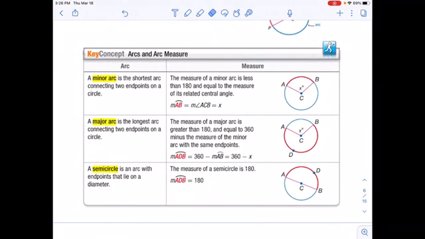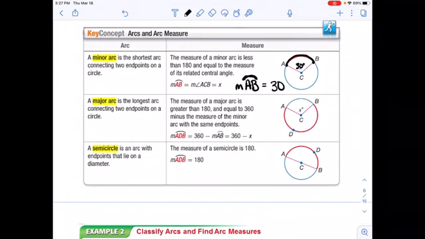A minor arc is the shortest arc connecting two endpoints on the circle. So in this case, endpoint A and endpoint B, the minor arc is the shortest distance between them. The measure of a minor arc is always less than 180 degrees, and equal to the measure of its related central angle. So if this is 30 degrees, say it was 30, that means the measure of arc AB, notice you put that little arc on top, is equal to 30. Not degrees, just 30. Okay?